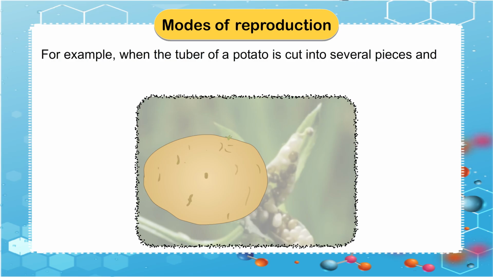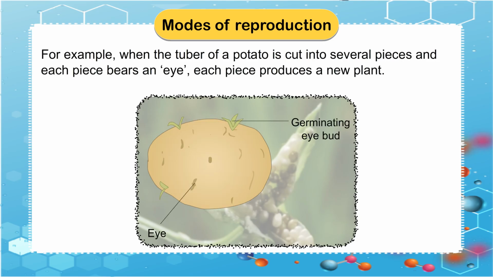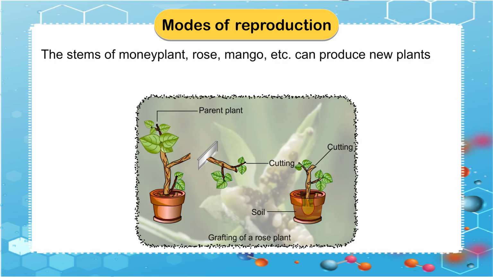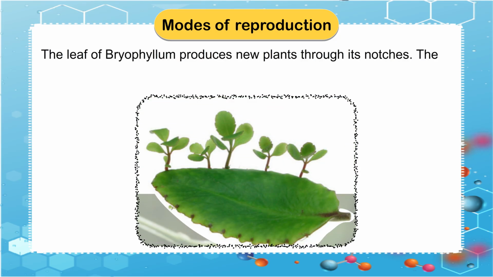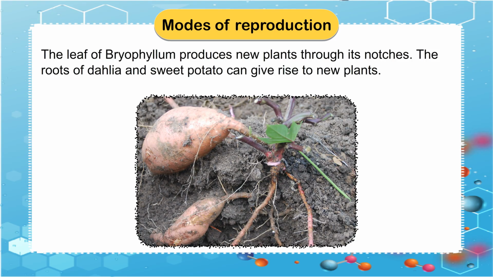For example, when the tuber of a potato is cut into several pieces and each piece bears an eye, each piece produces a new plant. The stems of money plant, rose, mango, etc. can produce new plants when they are inserted in soil. The leaf of bryophyllum produces new plants through its notches. The roots of dahlia and sweet potato can give rise to new plants.